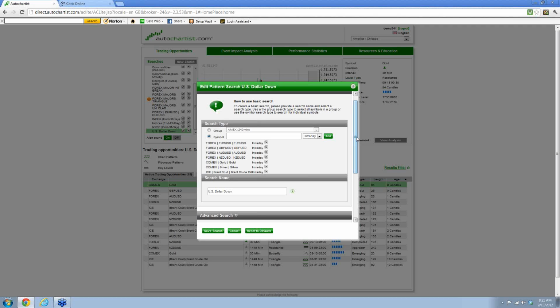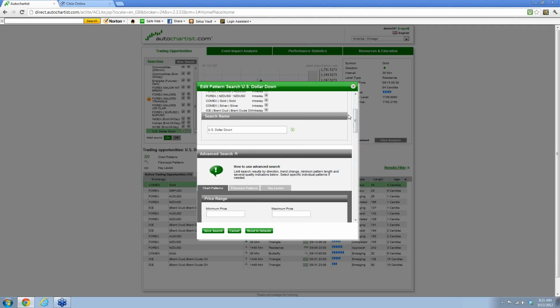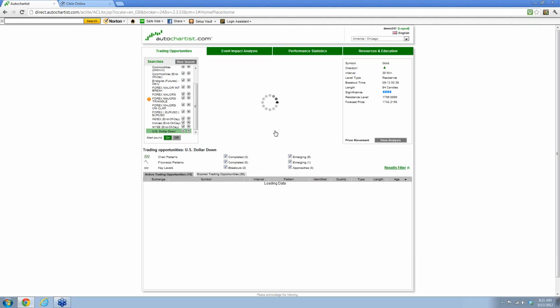The whole idea is that I know the Autochartist program is going to find me a lot of opportunities, and I'm trying to create filters so that I'm looking at the patterns and formations that I like to trade, as opposed to looking at so many of them that I spend too much time in a sort process. I'd rather have it sorted ahead of time.